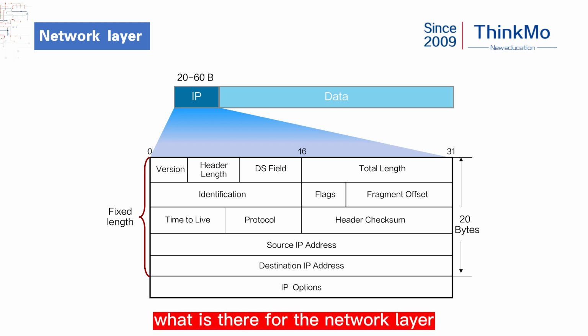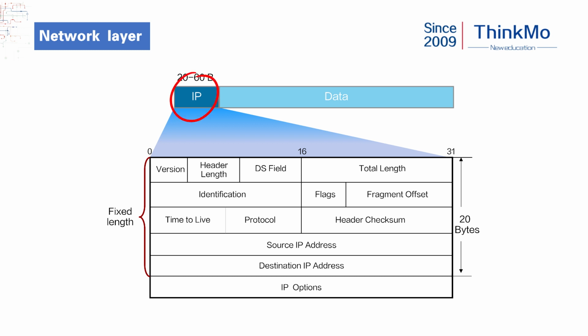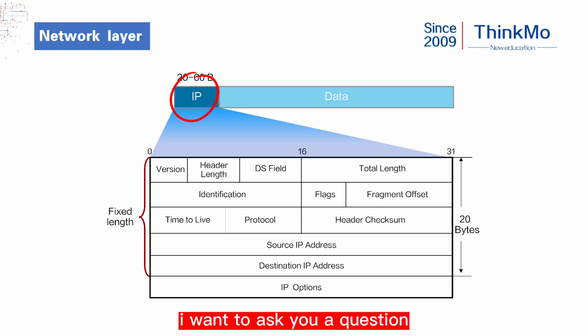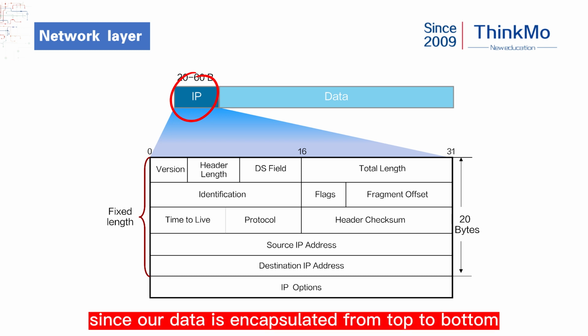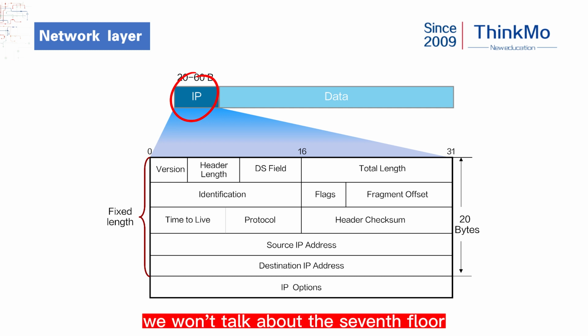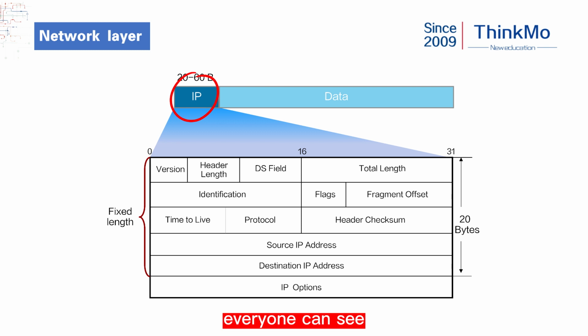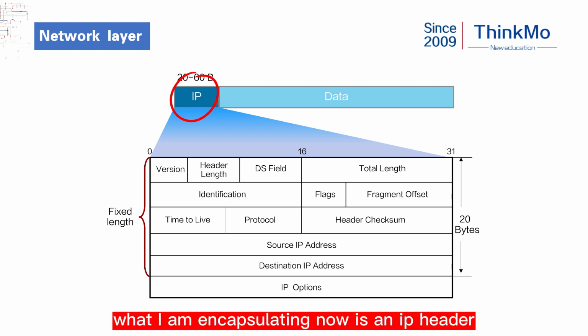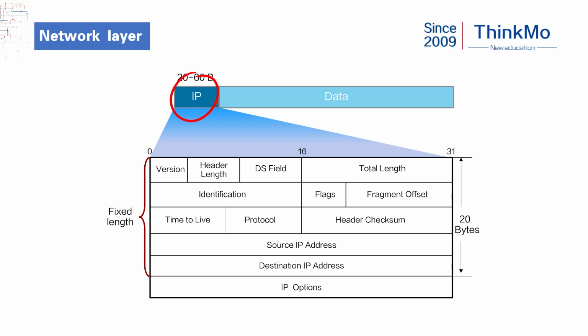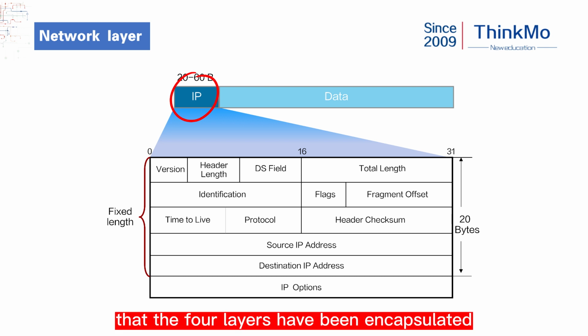What is there in the network layer? For example, a basic IP header. First, let me ask you a question. Since our data is encapsulated from top to bottom, we won't talk about the 7th, 5th and 6th layers; let's default to 4-layer encapsulation. Everyone can see that what I am encapsulating now is an IP header, a protocol at our network layer. So now 4 layers have been encapsulated.